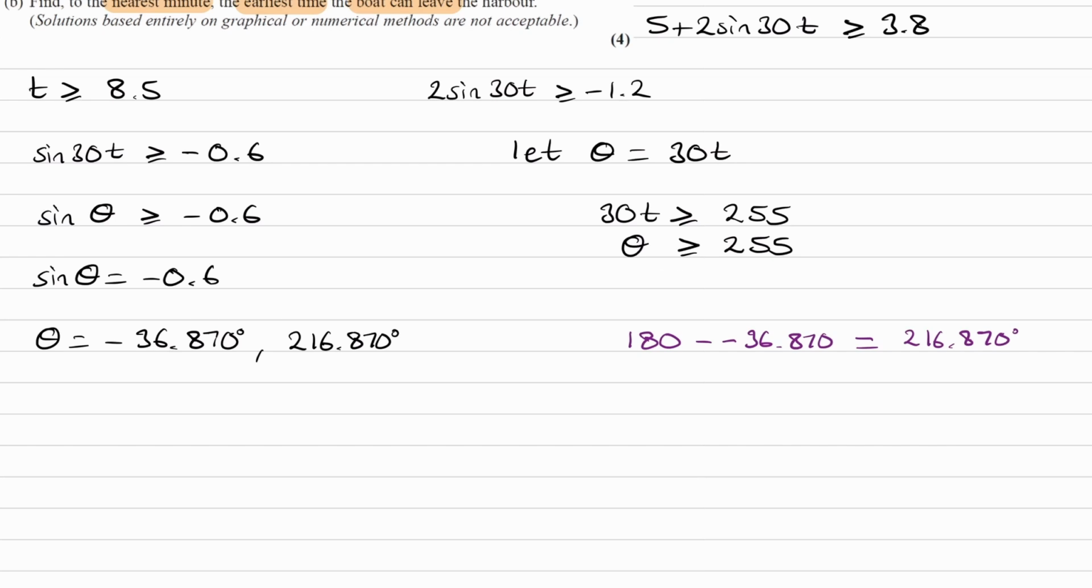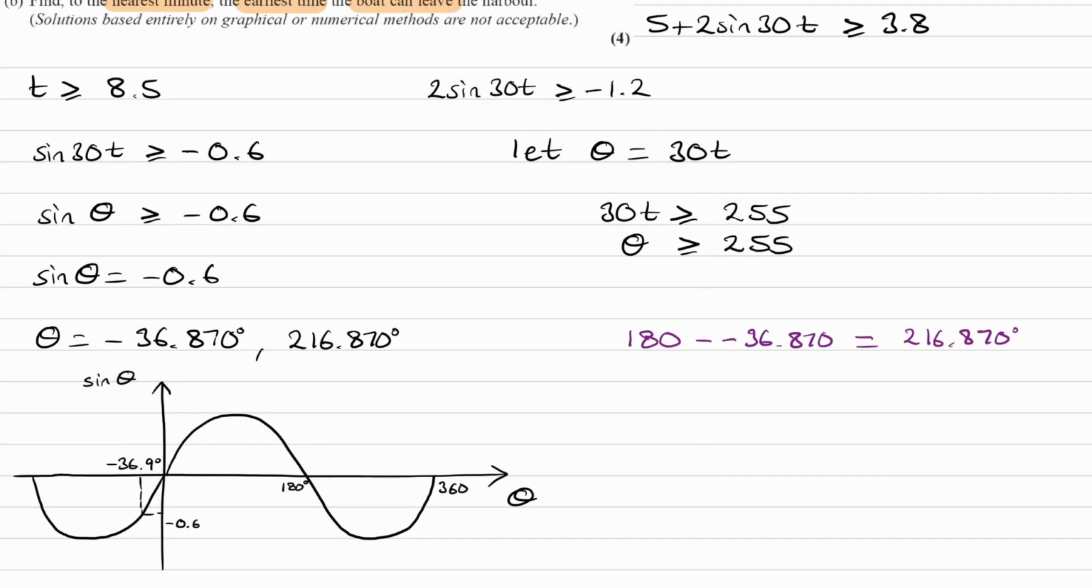So why is this the case? Why can we do 180 minus our angle? Let's draw a sine graph to represent this. So here is our sine graph. I've drawn it between minus 180 and 360. And then we have our solution over here. So this is our principal value, minus 36.9. When theta is equal to that, sine theta is equal to minus 0.6.